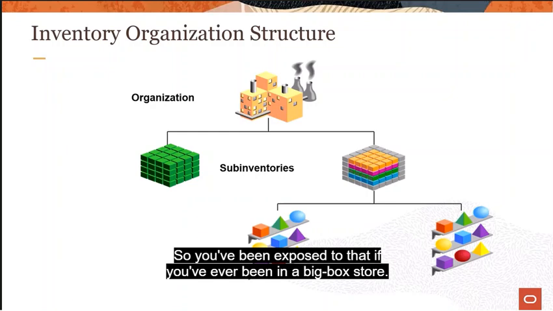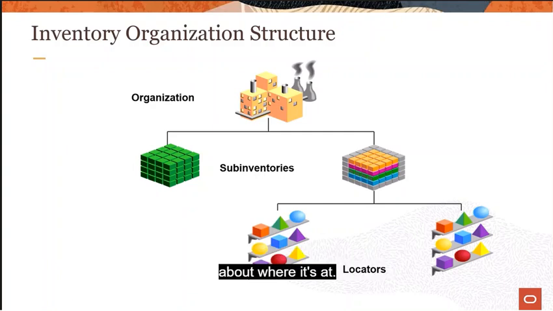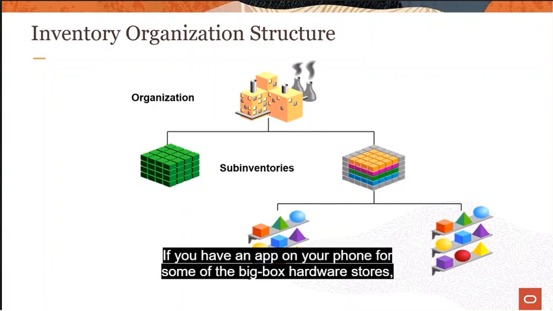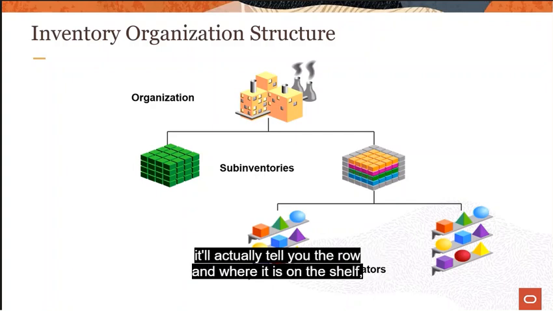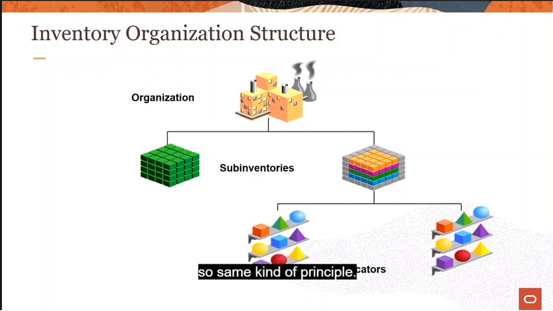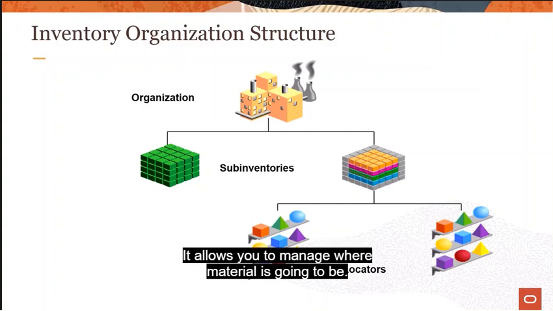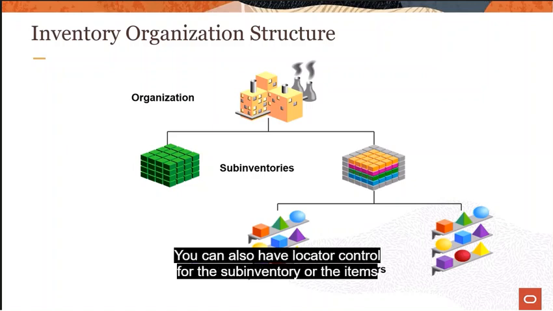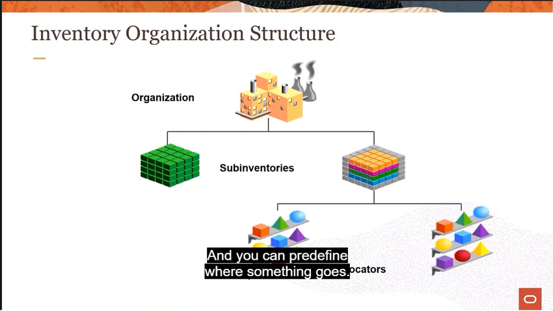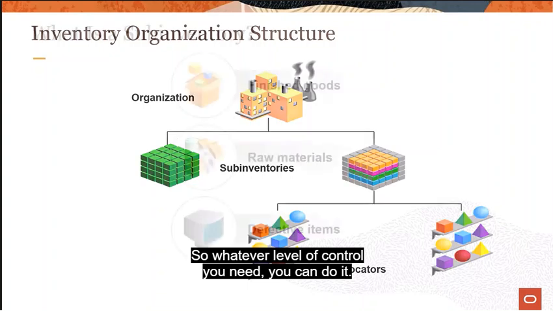If you've ever been at a big box store, you ask where something is, they'll tell you what row it's on and generally about where it's at. If you have an app on your phone for some of the big box hardware stores, it'll actually tell you the row and where it is on the shelf. So same kind of principle. It allows you to manage where material is going to be. You can also have locator control for the sub-inventory or the items that go into the sub-inventory, and you can predefine where something goes. So whatever level of control you need, you can do it.